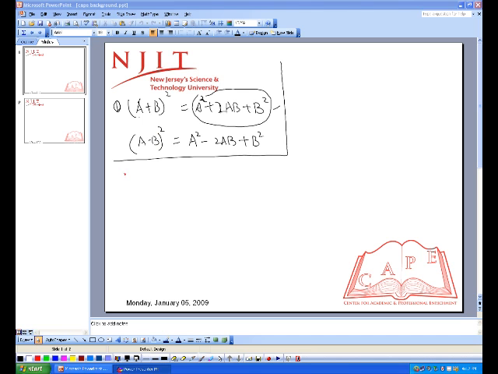Another example would be 16x squared minus 8x plus 1. One trick is that you always look at the highest power term, which is x squared, and the lowest power term. Those two are usually a squared and b squared. So let's take a look. If 16x squared is a squared, then a should equal the square root of that. The square root of 16 is 4, and the square root of x squared is simply x. So a should be 4x. If b squared is equal to 1, then b should equal 1, right?